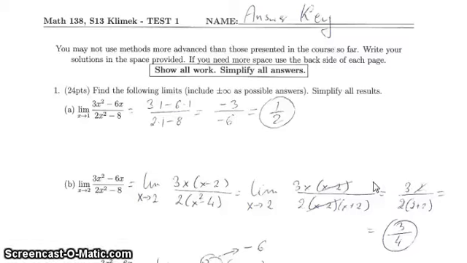In this video, I'll go over test 1 from M138, spring 2013. Problem 1, find the following limits. The first limit as x approaches 1 of 3x squared minus 6x over 2x squared minus 8. You just replace x with 1 and you get 1/2 after simplification.